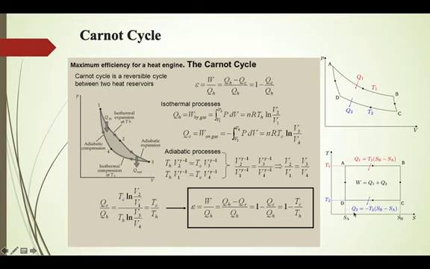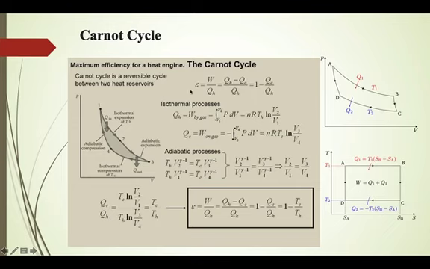Here again heat is rejected. The rejected amount of heat Q2 is equal to T2 into SB minus SA. T2 is the temperature at which heat is rejected. SB and SA are the entropies at point C and point D. Since entropy at C is equal to that at B and at D is equal to that at A, therefore it is T2 into SB minus SA. So heat is rejected.